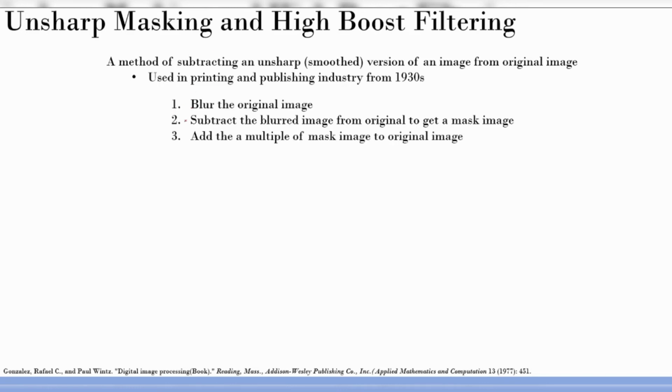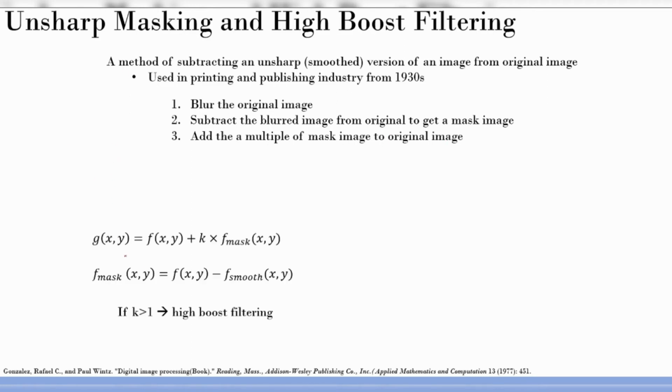So the steps are something like this. You take the image, you blur the image. Blur is nothing but smoothing the image, so you average the image. You can use a Gaussian smooth, for example, or a box filter. You do that. Then we subtract the blurred image from the original image. When you subtract the blurred image from the original image, what you get is a mask image, something like a trend in the image or a very sharp edge in the image. Always remember that some details in the image are getting highlighted. And then you add the mask image to the original image.